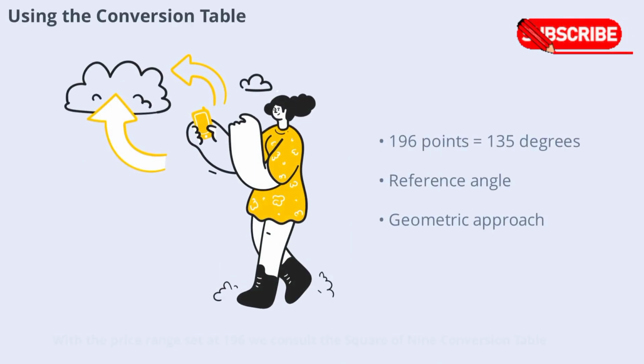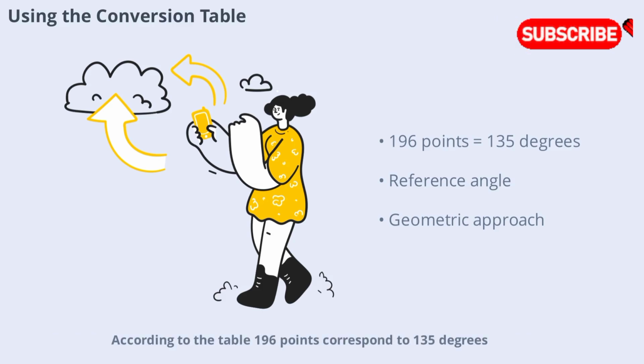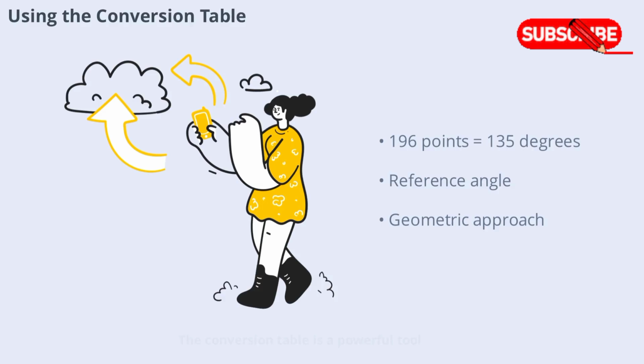With the price range set at 196, we consult the square of 9 conversion table. According to the table, 196 points correspond to 135 degrees. This angle becomes our reference for the next step. The conversion table is a powerful tool, allowing traders to translate raw price data into a format that can be compared directly with time cycles. This geometric approach is what sets the square of 9 apart from other trading tools.